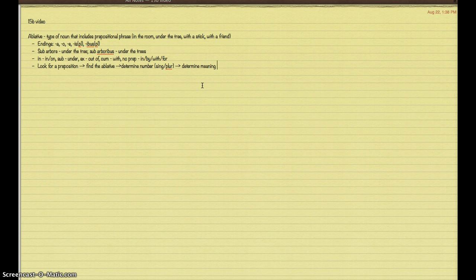Meaning of all the words. So you're probably looking for a meaning of the preposition if there is one, and a meaning of the ablative. Okay, put it all together and boom, you have your ablative translation.